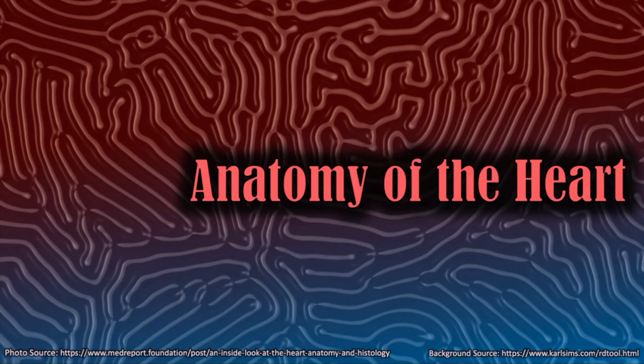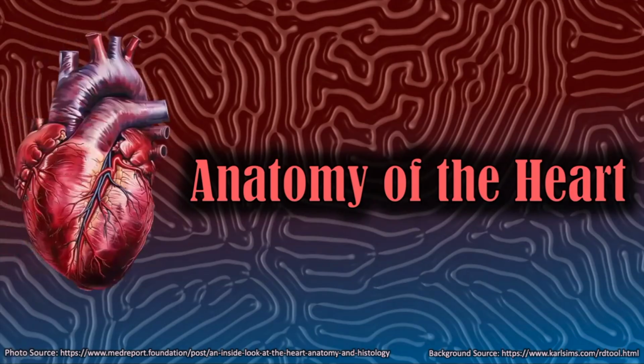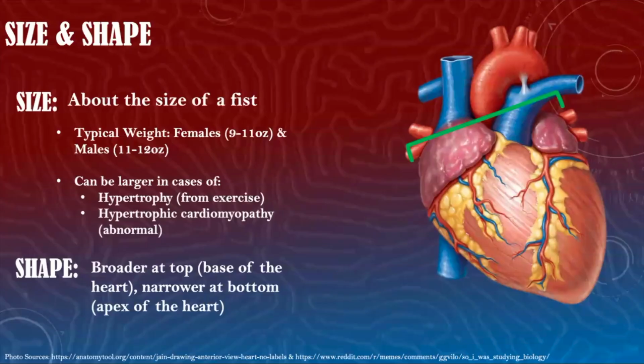In this presentation, we're going to talk about the anatomy of the heart. Starting out here with the size and shape, the heart's about the size of a fist, with the typical weight for females being about 9 to 11 ounces, and for males about 11 to 12 ounces.